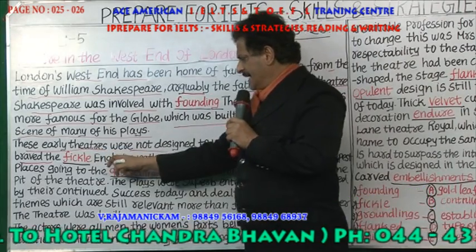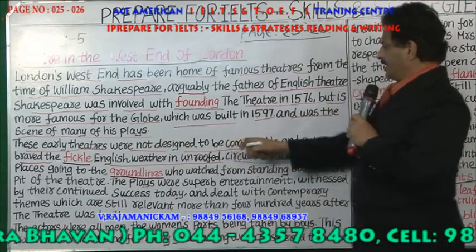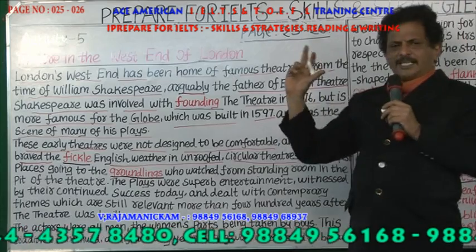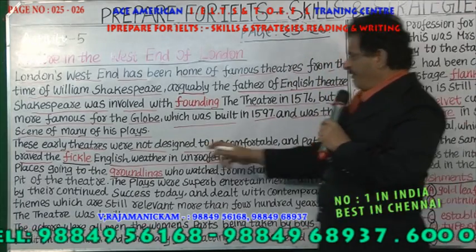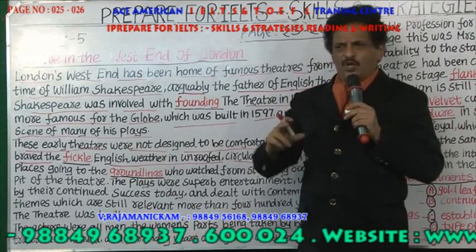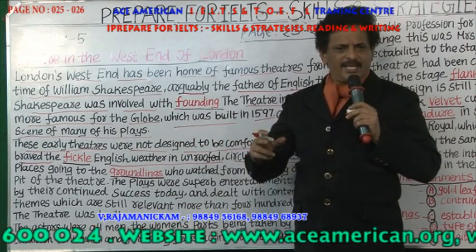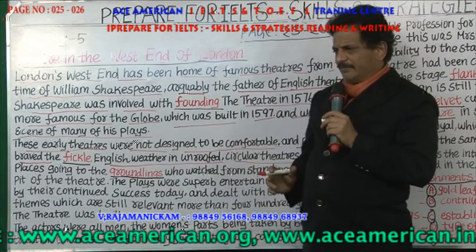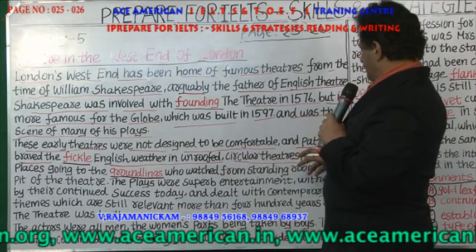The fickle English weather in unroofed circular theatres. Unroofed means there is no roof. Circular theatres means almost circular in shape. What do you mean by fickle? It changes. In the morning it rains, in the afternoon the sun rays come, and in the evening it is once again cold. The weather is very fickle, changeable. And the theatre is unroofed, and circular.